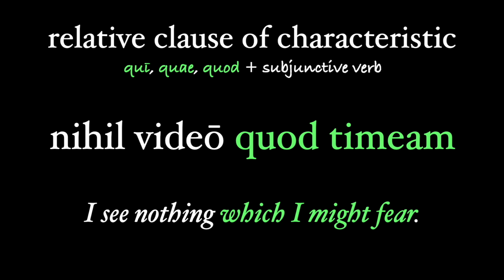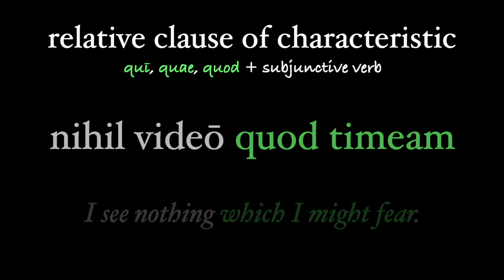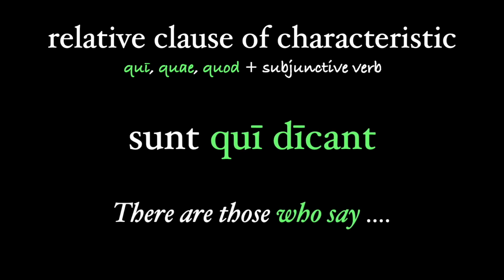In all of these examples, the relative clause is not referring to a specific thing, but to the general concept of the thing. The phrase, there are those who say, would be sunt qui dicant, since we don't have specific people in mind, and it's clear that they are being characterized by what they say.